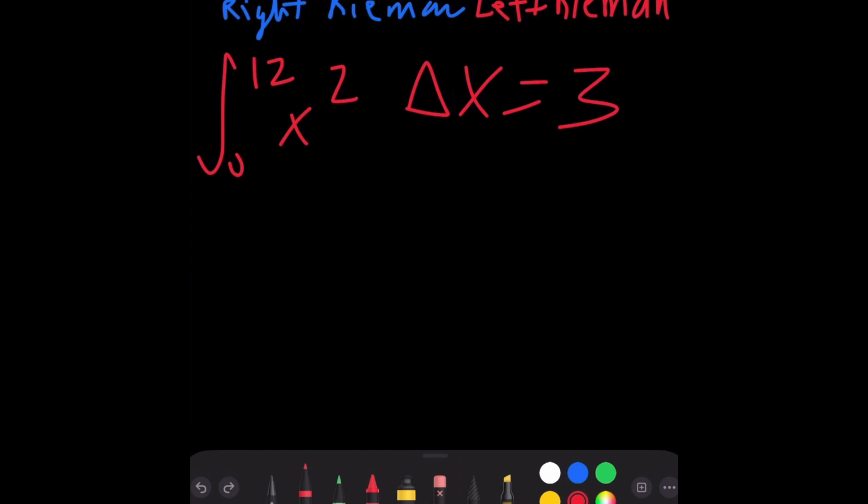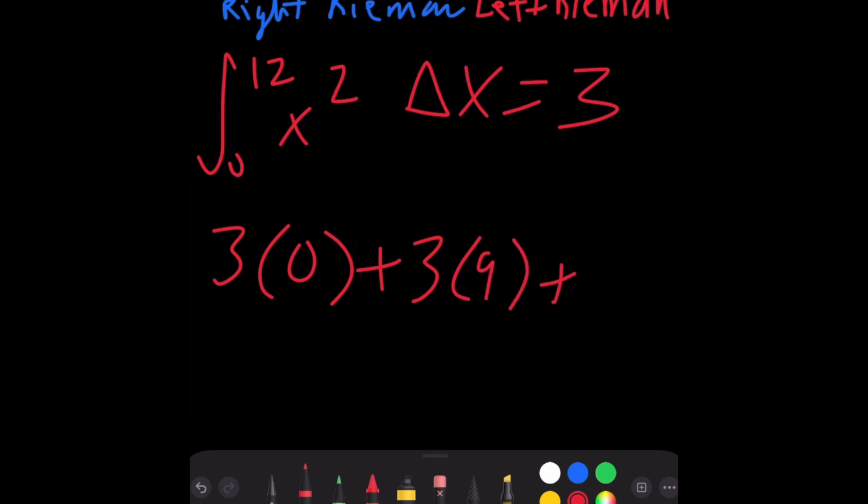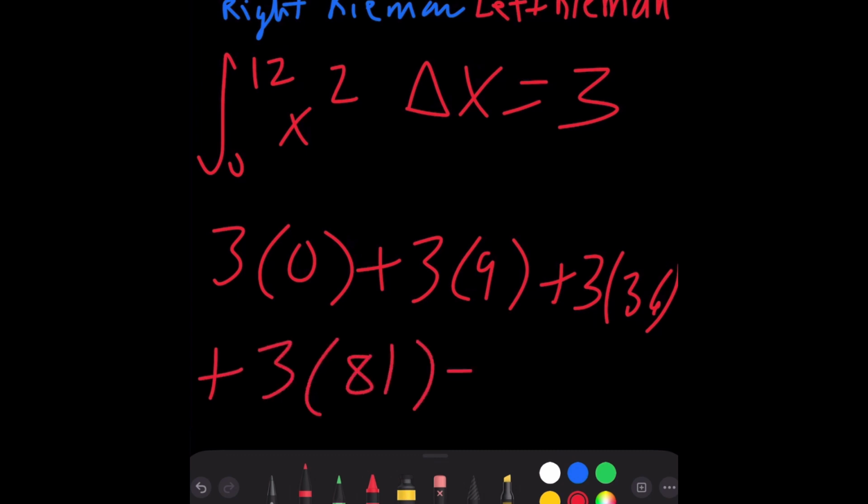So we already know from before that our equal width is 3. The only difference for left-Riemann sum is that we're using the left endpoints of our function. So instead of going from 3, 6, 9, and 12, we will now be going from 0, 3, 6 to 9. So we will be doing 3 times our value of 0, which is 0, plus 3 times our value of 3, which is 9, plus 3 times our value of 6, which is 36, plus our final value of 3 times the value of 9, which is 81, which equals 378.